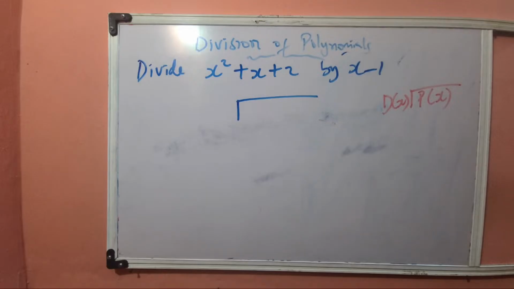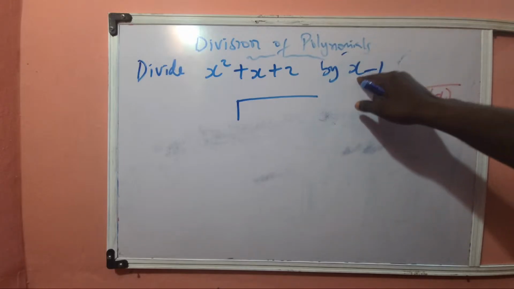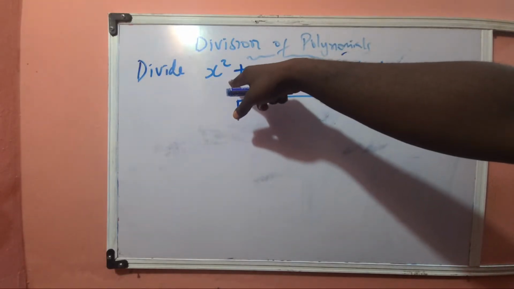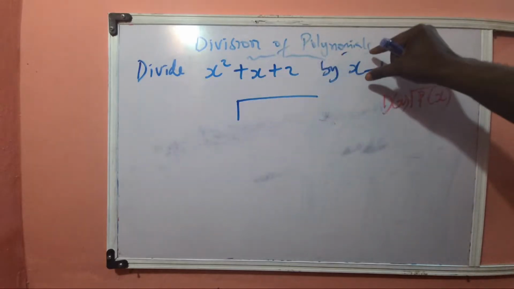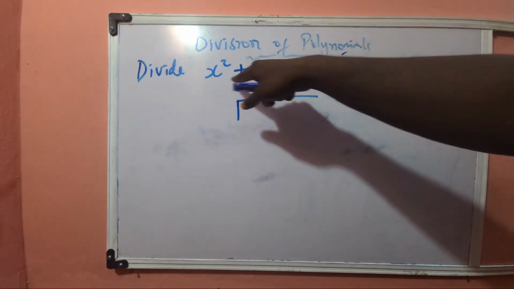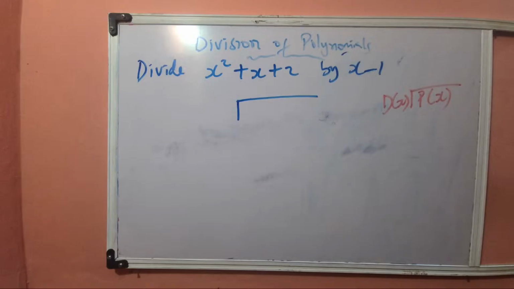Always remember that. And there's a very important rule you must never forget. When you're dealing with division of polynomials, the power of your divisor must not be greater than the polynomial. Your divisor must never have a higher power than the polynomial. So never forget that. All right. So what do we do now?